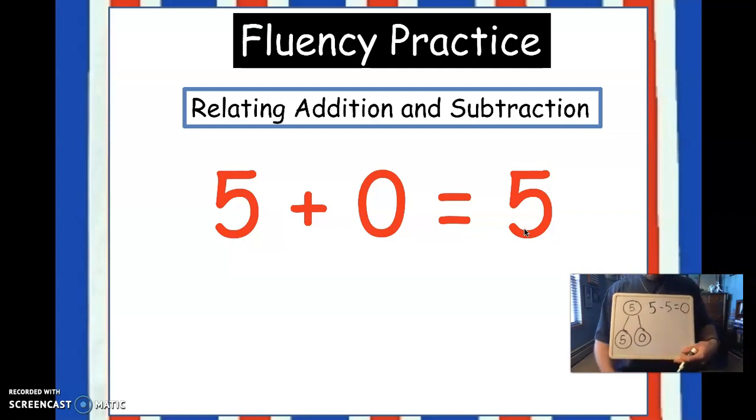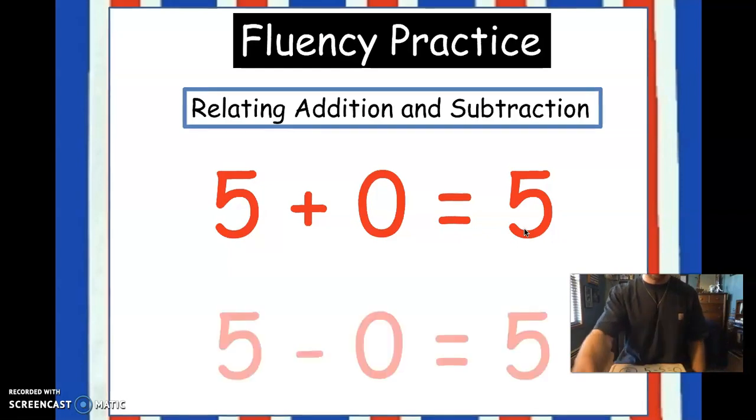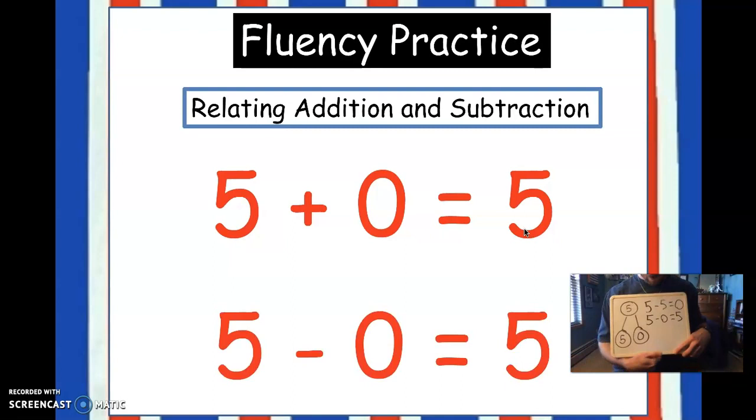I could make another number sentence out of this one. You might be thinking of it. Again, I start with my whole, which is 5. Now I'm going to go this way. Minus 0 equals 5. So 5 minus 0 equals 5. So you can actually get two subtraction sentences from this same problem. If I have 5 and I subtract 0, I'm left with 5. And if I have 5 and I subtract 1, 2, 3, 4, 5, I'm left with 0. So 5 minus 0 equals 5, and 5 minus 5 equals 0.